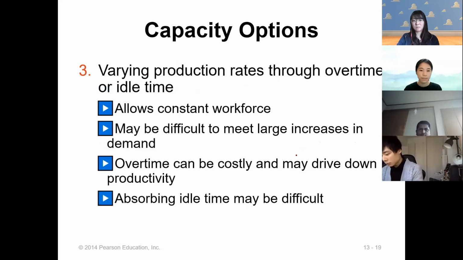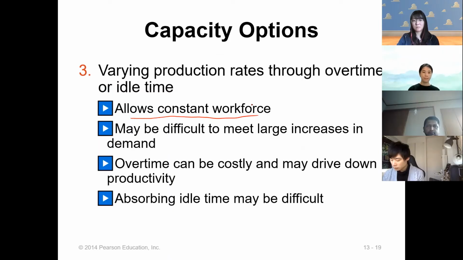Okay, capacity options are varying the workforce, or you can vary the production rate through overtime or idle time. So these are all strategies that can be used to influence or to change capacity. If you vary your production rate through overtime or idle time, this is good because it allows a constant workforce. You only change the time. You can give overtime, but you don't remove them, you don't lay off.